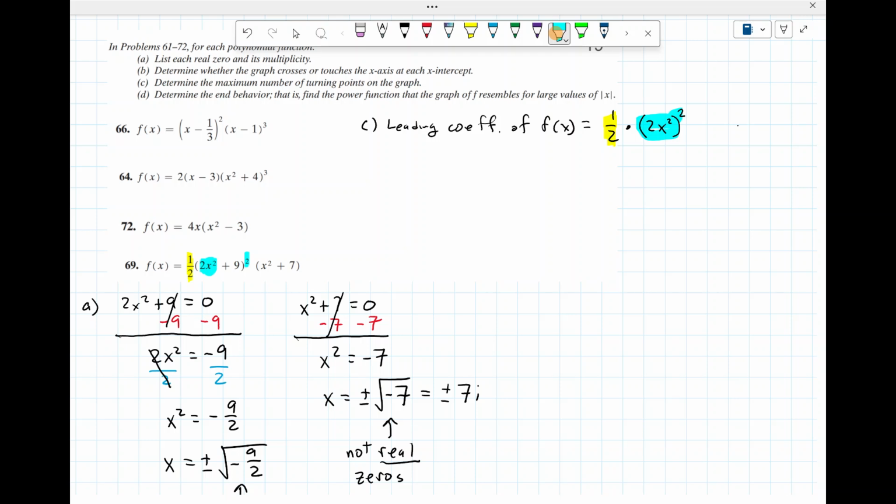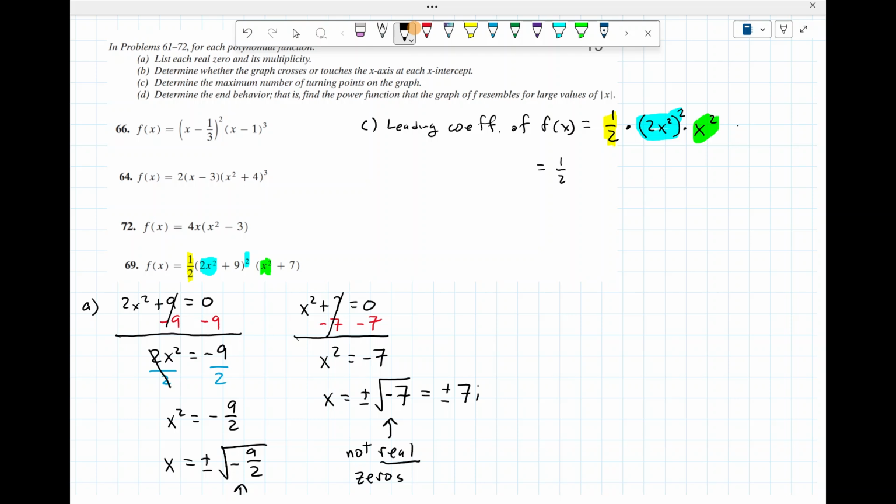Again, that comes from the leading term of my second factor, 2x squared, and I raise it to the power of 2 since that second factor is raised to the power of 2. The leading term in the third factor is x squared, and there is no exponent, so I can just do x squared. And now I just multiply all of these together, and this will tell me what the leading coefficient of f of x is if I was to put it into standard form.